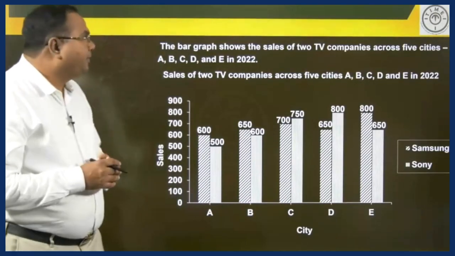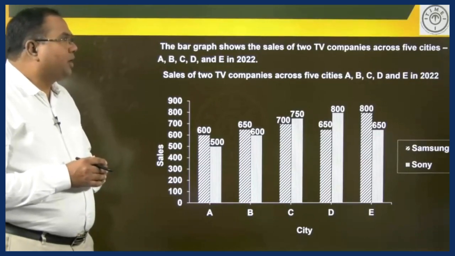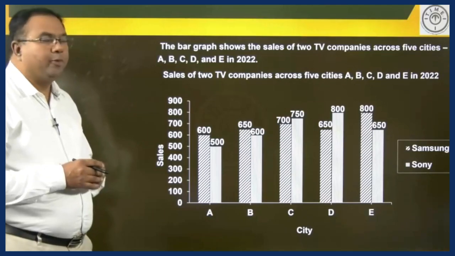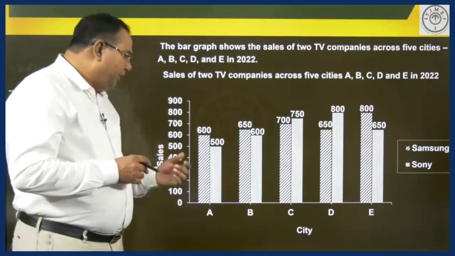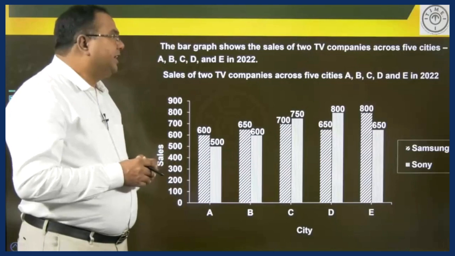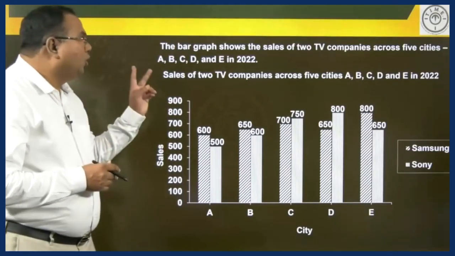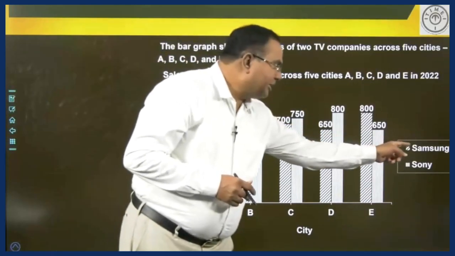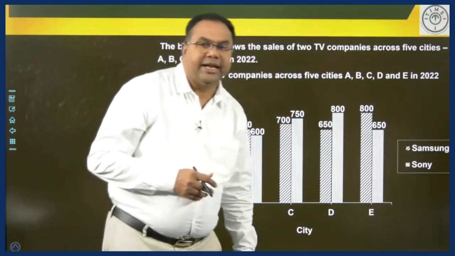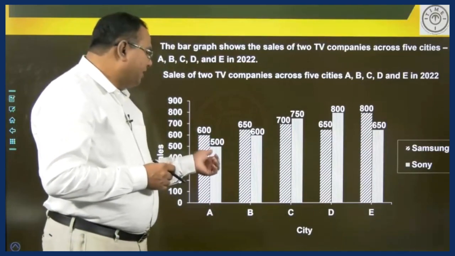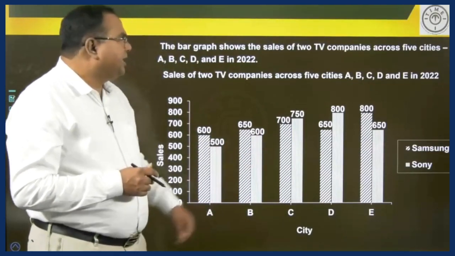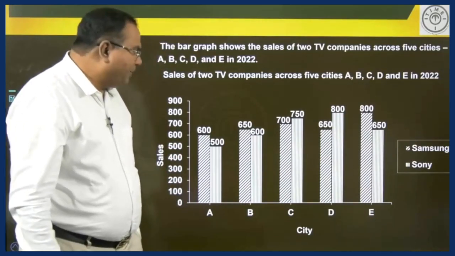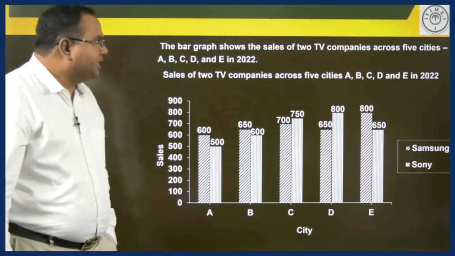So, this is the bar graph. The bar graph shows sales of 2 companies across 5 cities A, B, C, D, E in 2022. So, year 2022, we have 5 cities, and we have sales of 2 TV companies. The representation is given here, the first one is Samsung, the second one stands for Sony. So, Samsung, Sony, and so on for 5 cities, the sales are given, right.